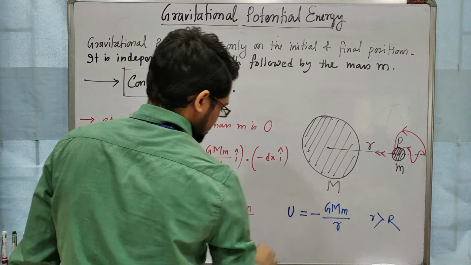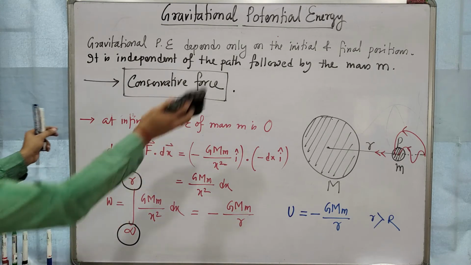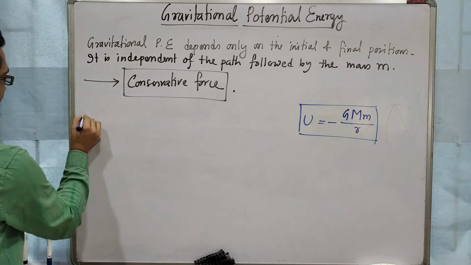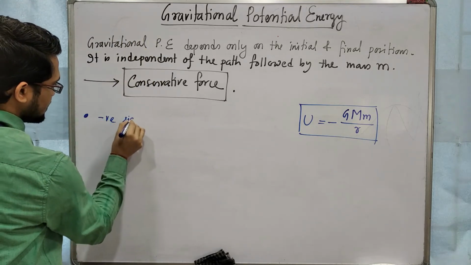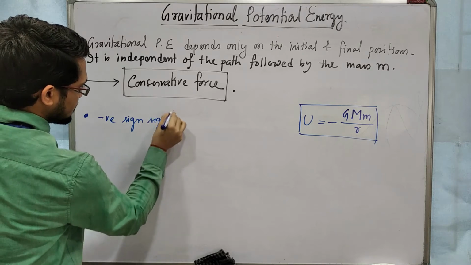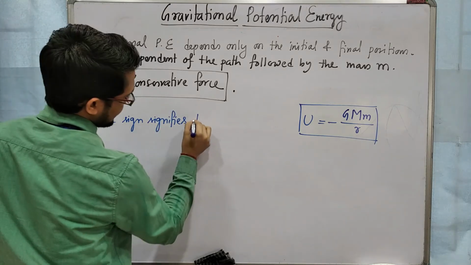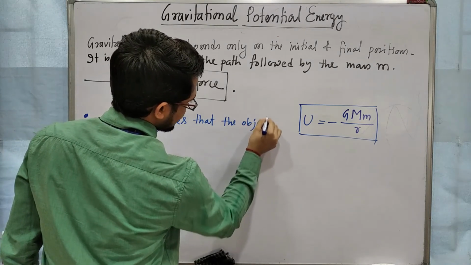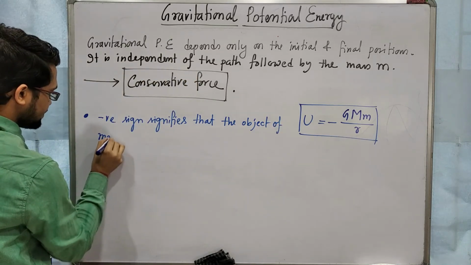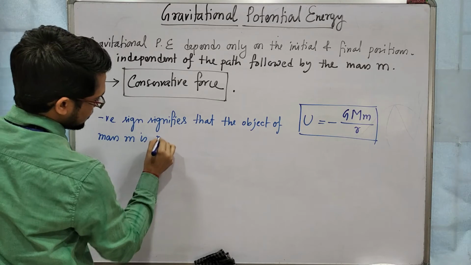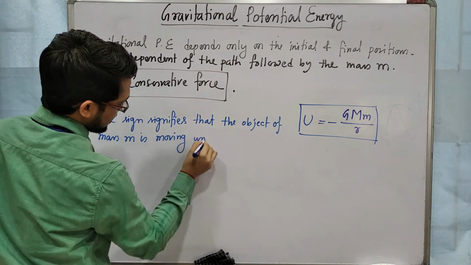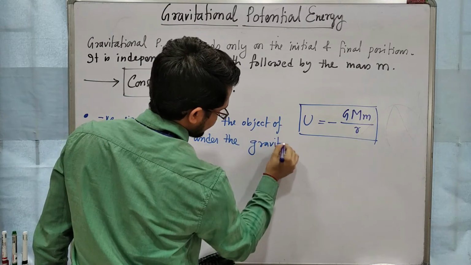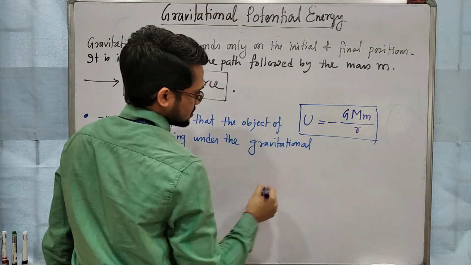Now come to the significance of negative sign. Okay, so I am erasing this thing. So this is the gravitational potential energy. The negative sign signifies that the object of mass m is moving under the gravitational attractive force. Here the main point is attractive force.